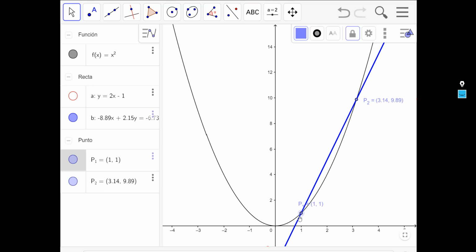This is a secant line to the graph of this function x squared. At what points? At point P1, which is 1, 1, and P2, which is, let me move it a little bit, because I want it exactly at 3, 9 because of simplicity. Okay, at point 3, 9. So again, this blue line is the secant line to the graph of this function, and that cuts it at points 1, 1 and 3, 9.